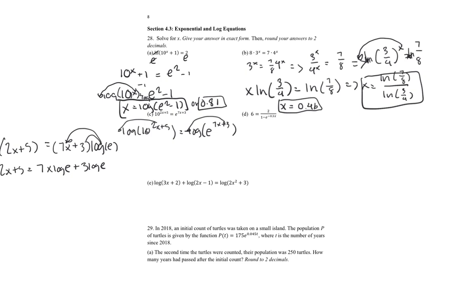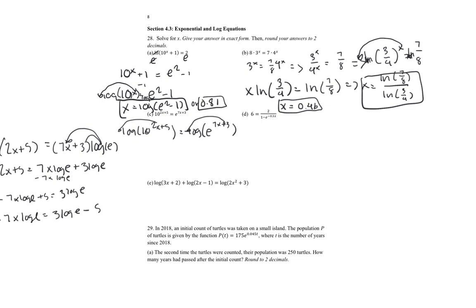And so then we can get x's on the same side, and so I'm just going to subtract 7x log e on both sides. And so then we have 2x, not 2x log, that's just going to be regular 2x, right, minus 7x log e plus 5 is equal to 3 log e. And then I can subtract 5 on both sides since we're just trying to get our x's on the same side. So then we'll have 2x minus 7x log e is equal to 3 log e minus 5.